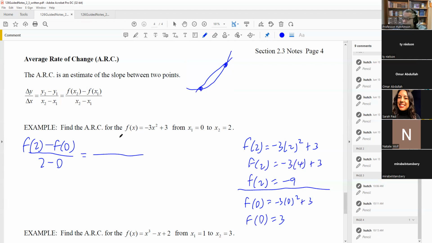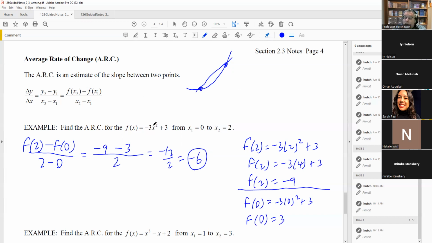f of 2 is negative 9. We have minus f of 0, which is 3. On the bottom, 2 minus 0 is 2. Negative 12 over 2 is negative 6. And that would actually be the answer to that one. That's the average rate of change.